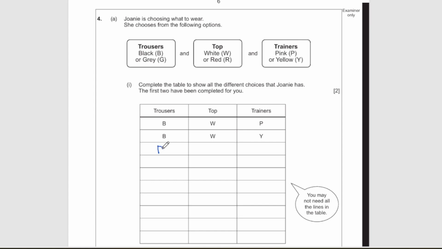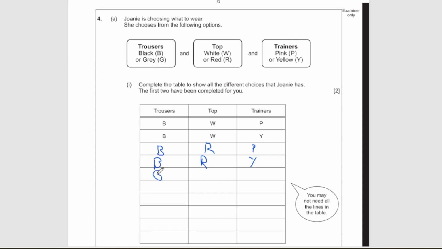We also have black. So let's stay with black trousers. They've already done all of the options with a white top. So let's do a red top. So red and pink trainers. Apologies for my handwriting. Black, red and yellow. And that's all the black trousers done.